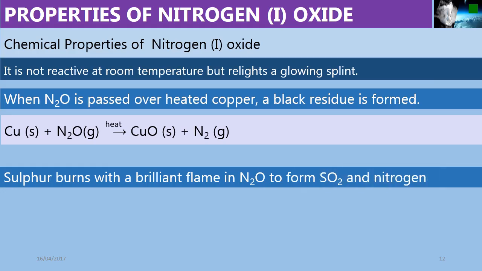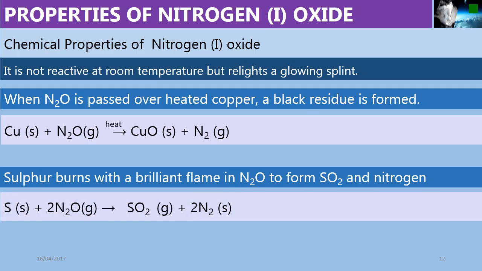Sulfur burns with a brilliant flame in nitrogen 1 oxide to form sulfur 4 oxide and nitrogen gas. As per the equation, sulfur reacts with 2 moles of nitrogen 1 oxide to give us sulfur 4 oxide and nitrogen gas.